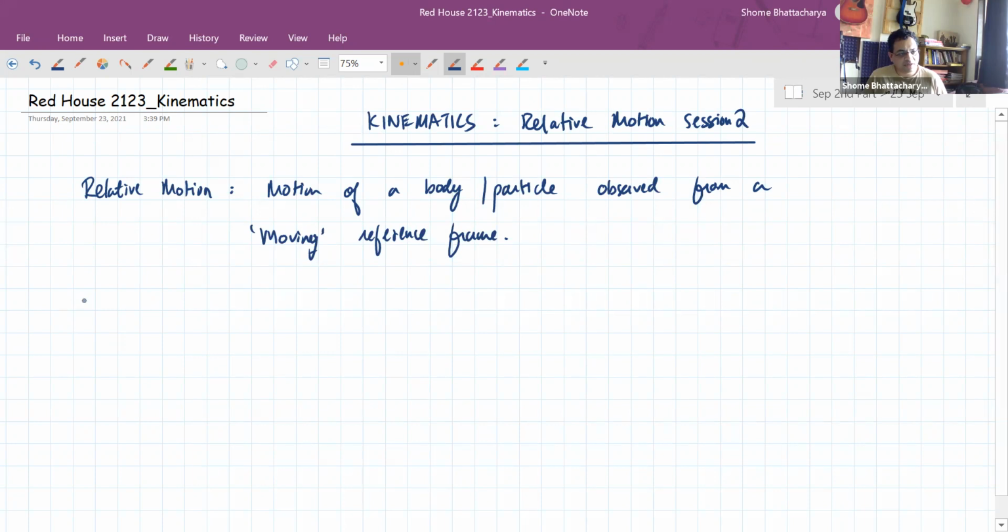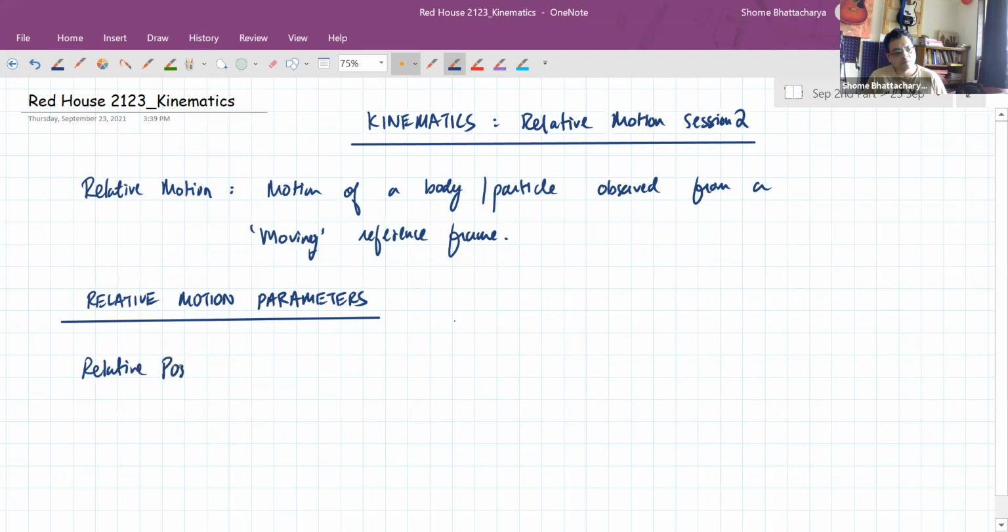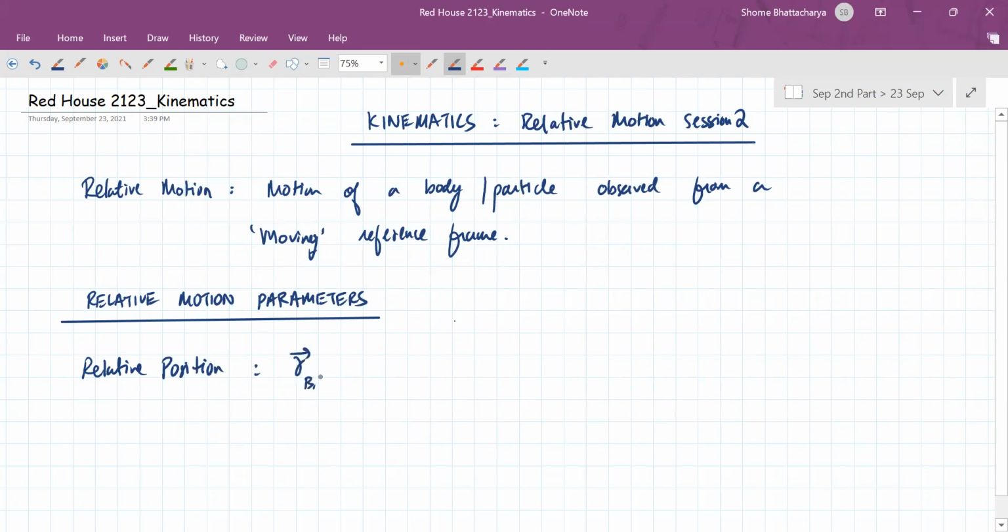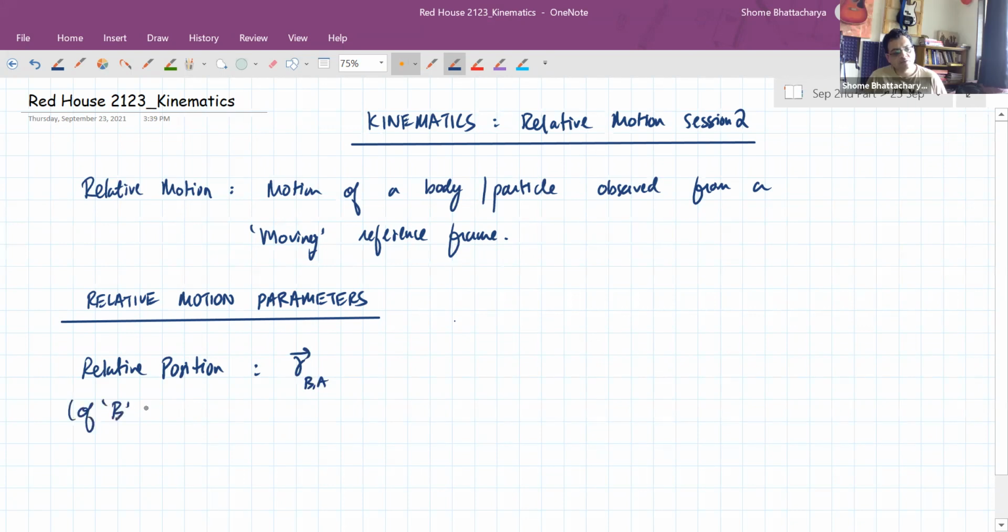So we started by understanding the relative motion parameters. So far what we had understood is relative position. For example, if we are writing it as R of B comma A, that means we are writing relative position of B with respect to A.